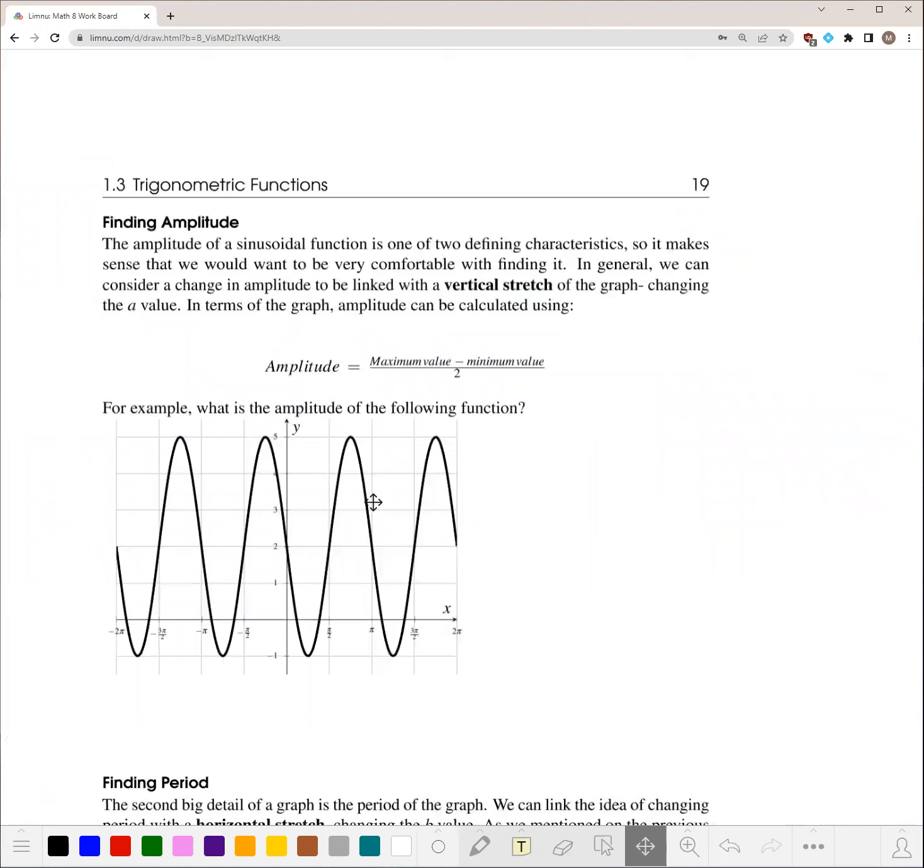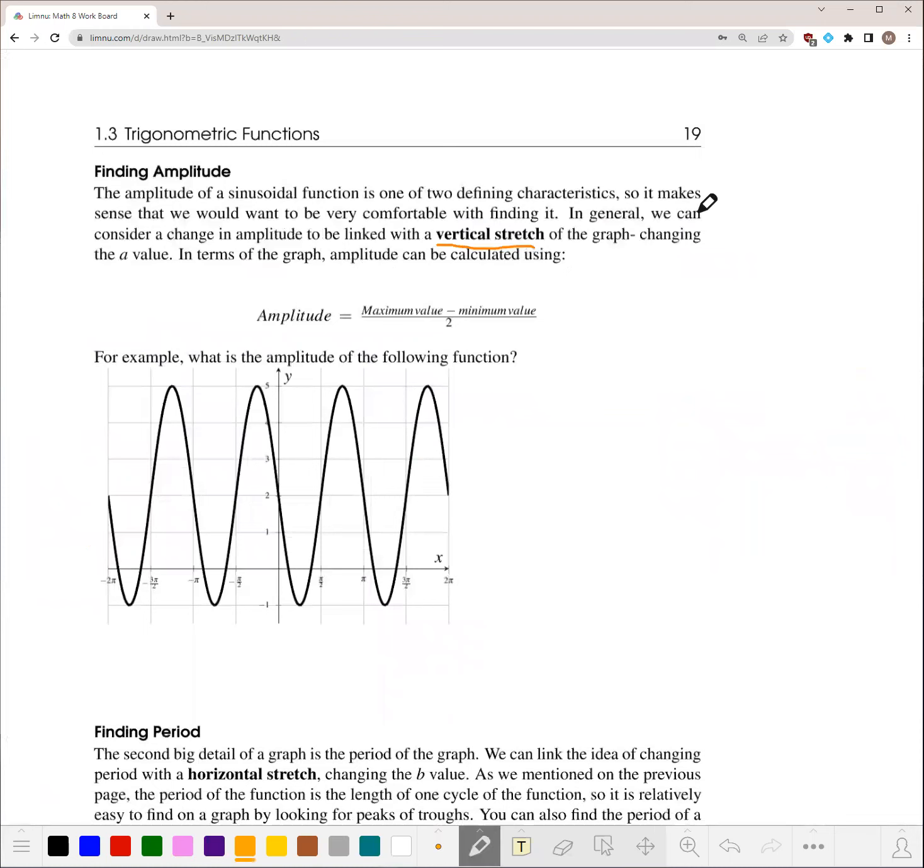Okay, so here's our amplitude. Kind of the big thing that's new for us here is this idea that we can link the amplitude to a vertical stretch. So yeah, our A value is going to work for that. Consider that if my amplitude is 1, that's sort of my basic form of my sine function, where I have a radius of 1. And if I want to have a higher amplitude, I'm going to have to stretch my function a little bit. So how would I find my function here?